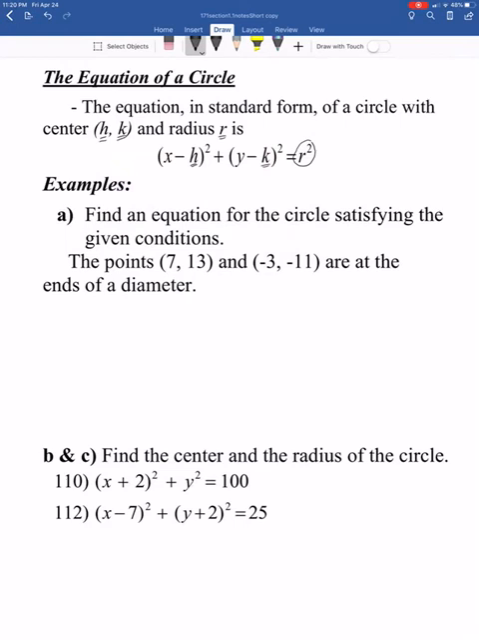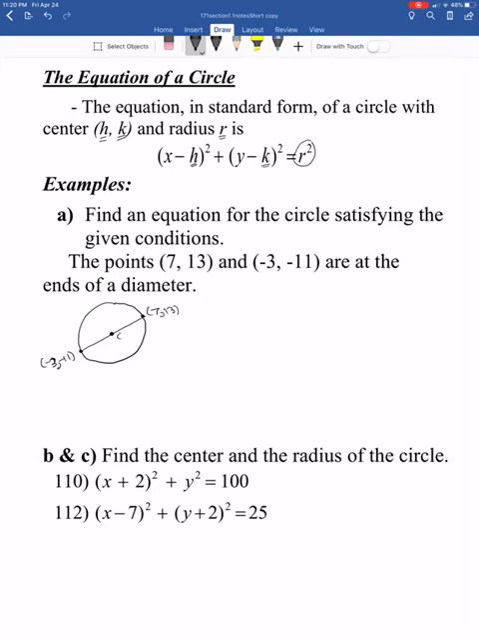Take this next problem, where they give the ends of the diameter, and you could draw a quick picture of this circle. We don't even need the XY axis. We can just draw in the circle. Ends of the diameter, -3, -11: left 3, down 11, would be somewhere over here on our circle. I'll plot that. Right 7, up 13. Here's 7, 13. The diameter connects opposite ends of the circle, passing through the center.